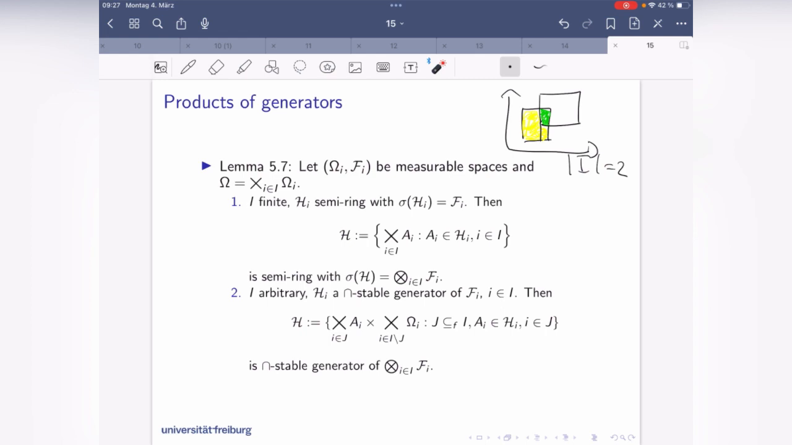So if you have semi-rings, you also have a semi-ring on the product. And the second thing is, I is here arbitrary, H_i is cap stable and a generator of F_i. Then the set system consisting of all elements which are just products over the A_i in the generator, and all the rest gets the full space, is again an intersection stable generator of the product sigma algebra. We also need that.